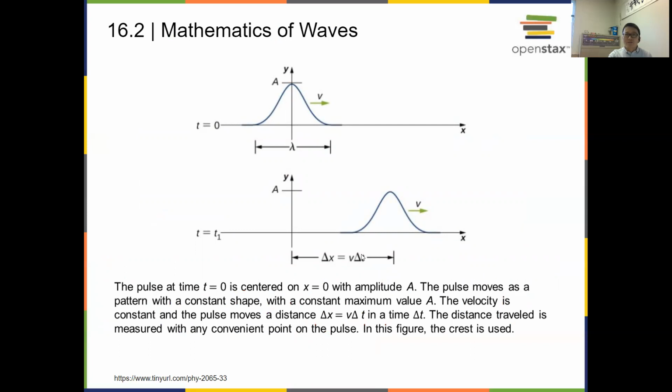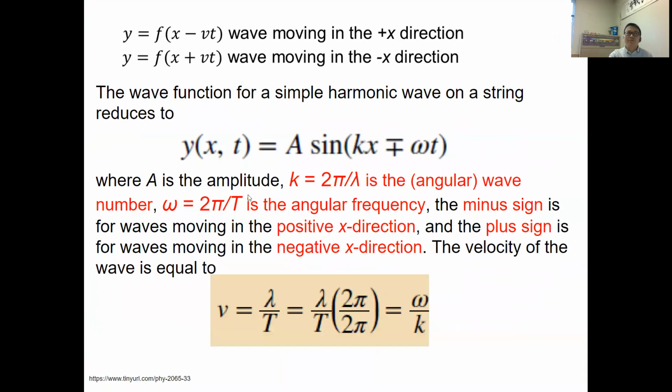The wave function is a function of the position x as well as the time t. You can write it as f of x minus vt, in which case the wave propagates in the positive x direction. You can also write f equal to f of x plus vt. In this case, the wave moves in the negative direction.